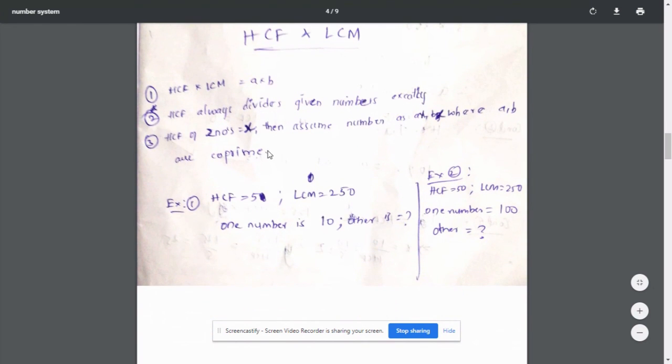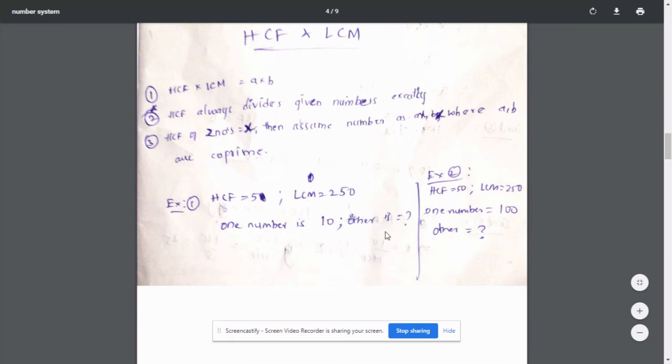The 3 points you need to remember definitely: HCF always divides the number exactly. Everyone will do the first step, but they will skip the other two steps. If you do these two examples, you will understand this. For these two numbers, HCF 5 and LCM 250, one number is 10. So from the question itself, we can find the other number as 125. Let us check here. HCF 50, LCM 250, one number is 100, second number is 125. If you are doing HCF into LCM equal to A into B, you will get B as 125.